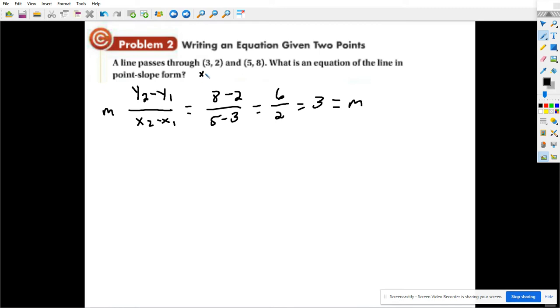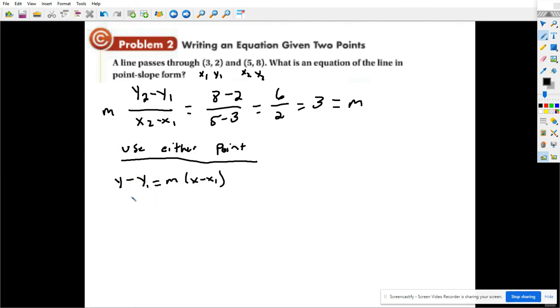Again, all I did was label this x1, y1, and this x2, y2. And I did 8 minus 2 to get 6. I did 5 minus 3 to get 2, and then I simplified it. So now, which point do you use? You can use either point. I will get the same exact answer. Okay, so use either point, doesn't matter. I'll start off by doing this. I'll show you. y minus y1 equals m times x minus x1 is the formula I'm using.